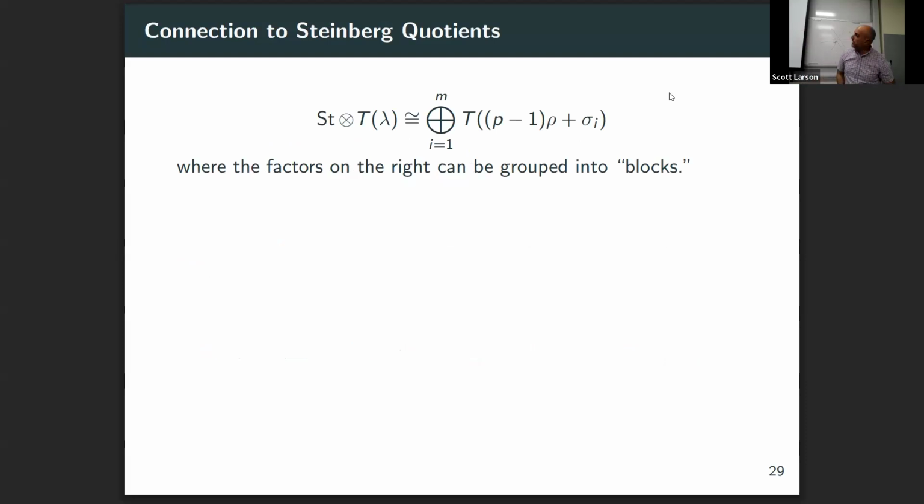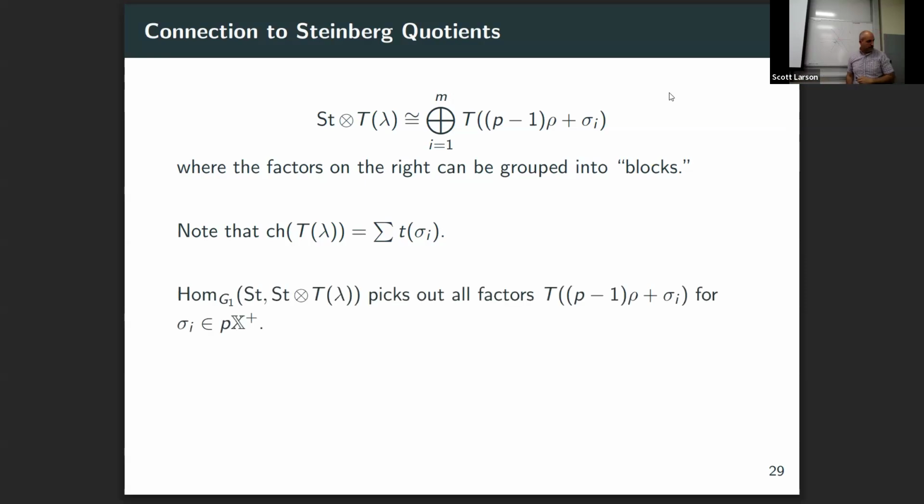So here's the deal. If I take a tilting module and I tensor with the Steinberg module, it breaks up as a bunch of tilting modules that are projective over G1. So it looks like this. And you can group the factors on the right into blocks. Some of them congregate into blocks, and they stay separate, but all right, forget that comment. That's not helpful. Okay. So the character of the tilting module is the sum of the Steinberg quotients on the right. So if I quotient out the Steinberg character on the left, I'm just left with T lambda. If I quotient out on the right, I'm just left with these little t sigma i's.